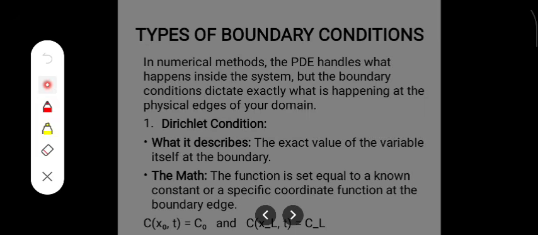Types of boundary conditions. In numerical methods, the PDE handles what happens inside the system, but the boundary conditions dictate exactly what is happening at the physical edges of your domain. So one of the boundary conditions we'll be dealing with is the Dirichlet condition. It describes the exact value of the variable itself at the boundary, and the idea behind it is that the function is set equal to a known constant or a specific coordinate function at the boundary edge. The initial variable is equal to the value at the initial point, and the final variable, this c subscript L, is equal to the value at the final point.